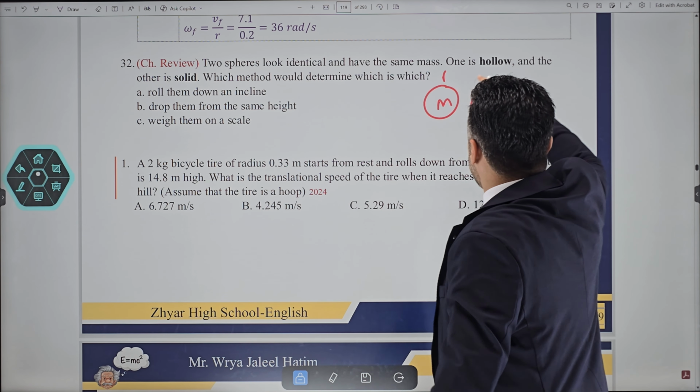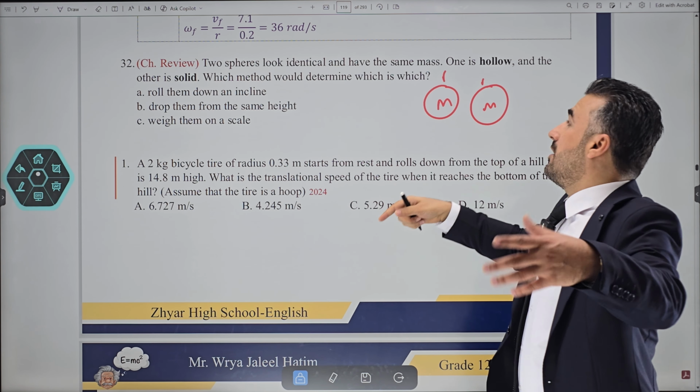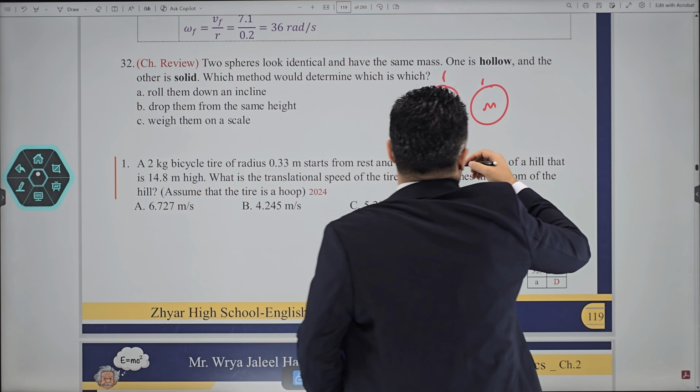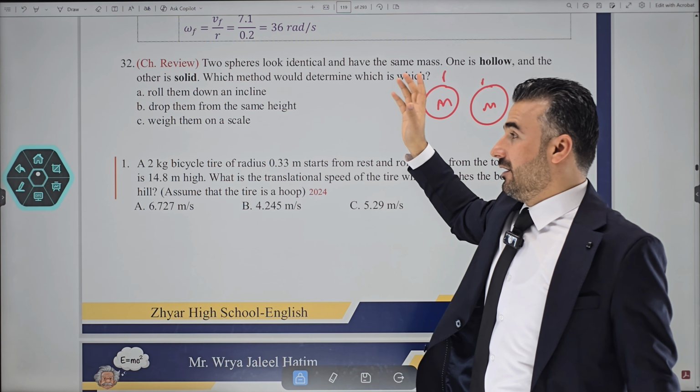It says, but one of them is hollow. That means the inside of one of them is empty. There's nothing in it, but the other one is a solid. So one of them is solid, is filled, but the other one is hollow, it is empty. But because these are not transparent, we cannot see through. We cannot see which one is hollow and which one is filled or solid. The question says, which method would determine which is which? Which one of the following ways can help us to tell which one is the hollow, which one is the solid?